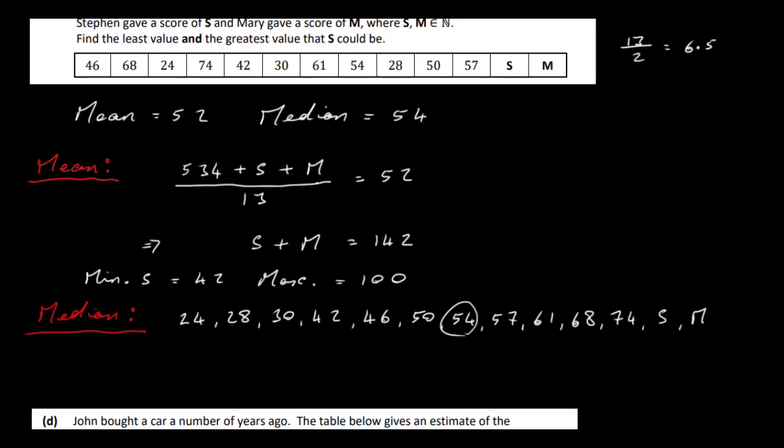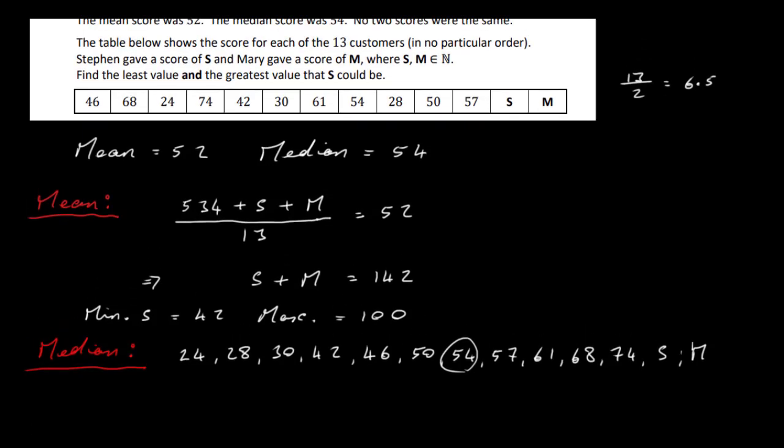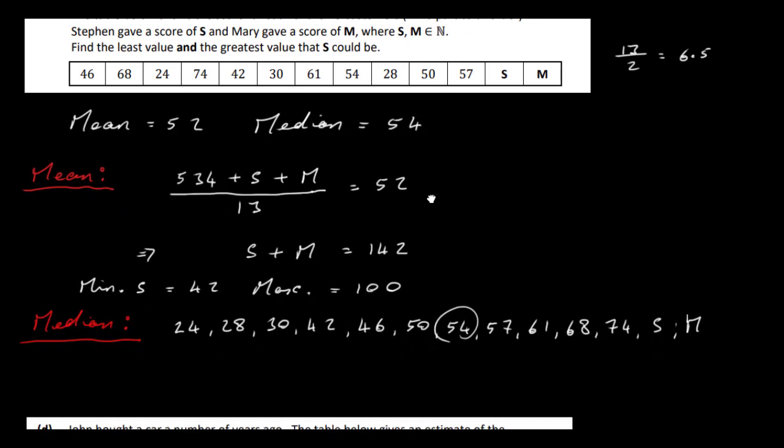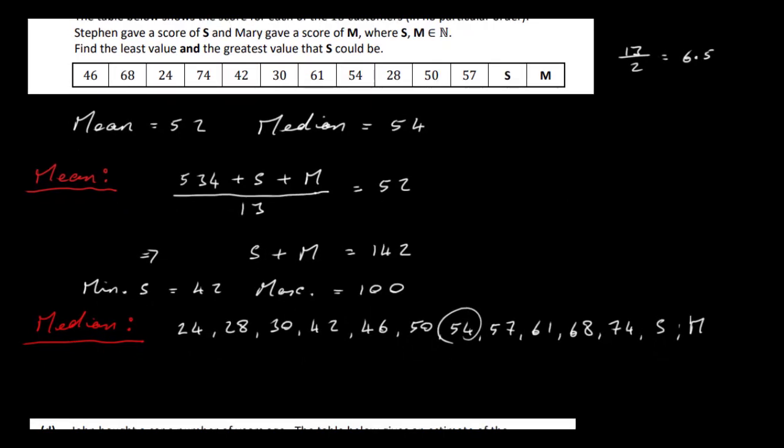So S and M, I have put those in the correct place roughly anyway, at least on the right hand side of our median. This is because if S or M were on the left hand side of 54, it would change our median. So S and M have to be on the right hand side of 54. So really the minimum value for S we can now work out is not actually 42. It couldn't be 42, it has to be bigger than 54.